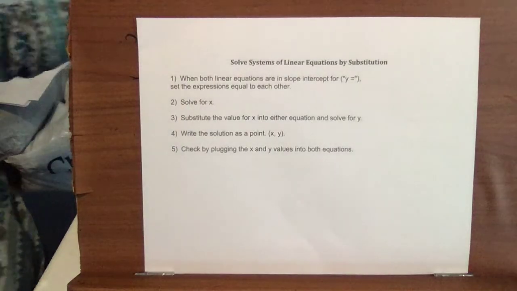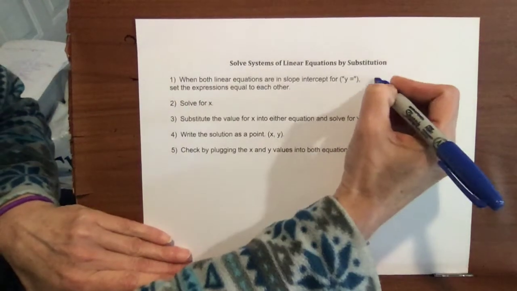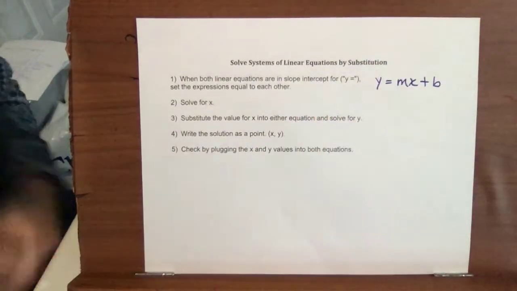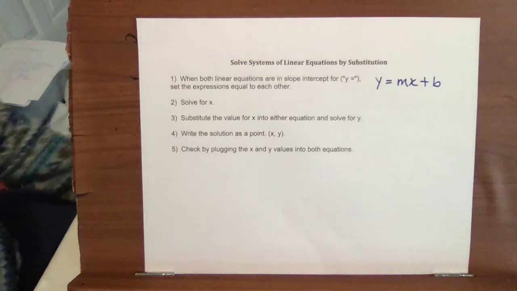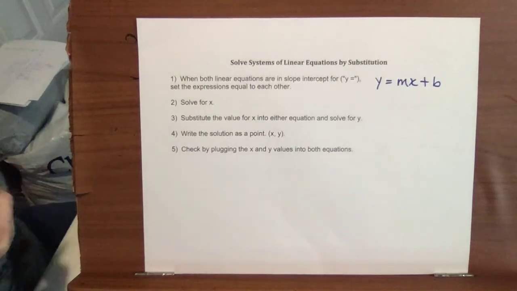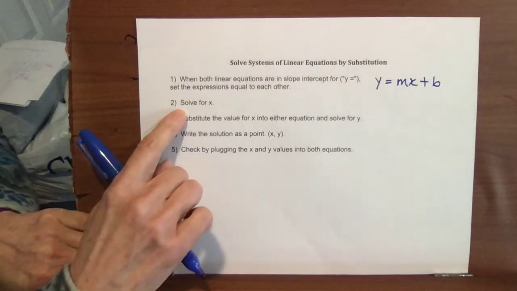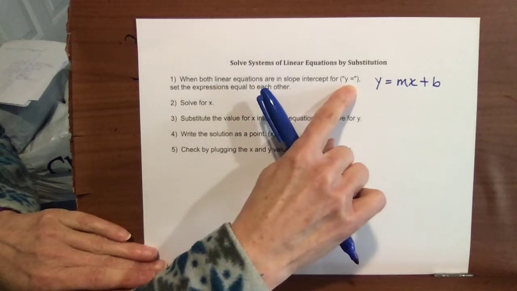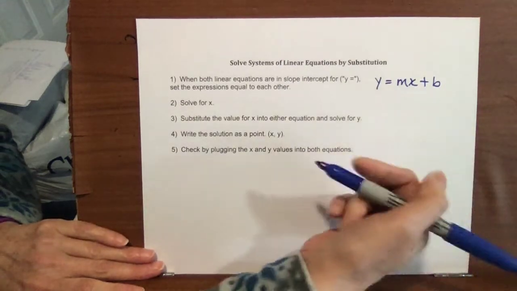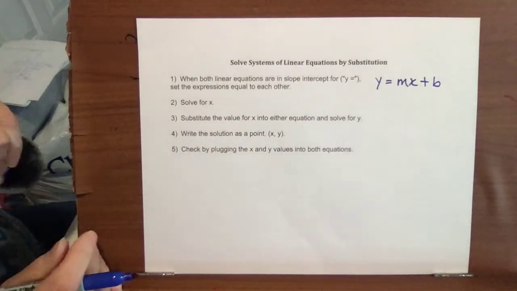So the first thing we're going to do is, by substitution, both equations have to be in slope-intercept form, which means y equals. So you really want them to be in y equals mx plus b form. If they're not, you would solve for y and get them there. We're going to be working with equations that are already in y equals mx plus b form. What you're going to do is set both equations equal to each other, because they're both equal to y, so both the mx plus b's are equal to each other. I will demonstrate that in a minute.